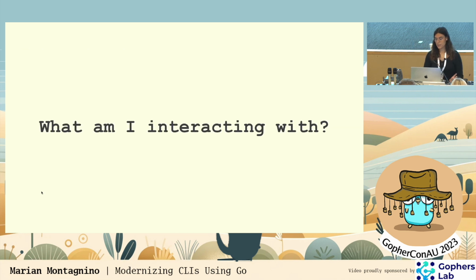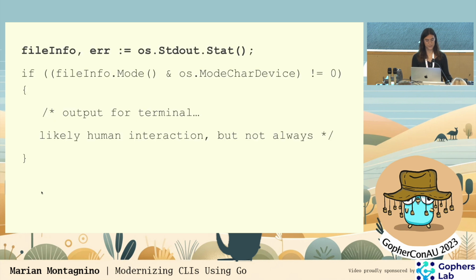So now I'll be showing some of the code to check to see where the CLI is outputting to. It's usually the case that if you're outputting to a terminal, a human is on the other end of that. But not always the case. But this is code that you can use to do that. So the first thing to do is to check the status of your standard out device.